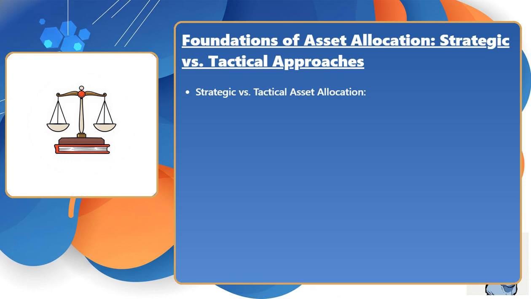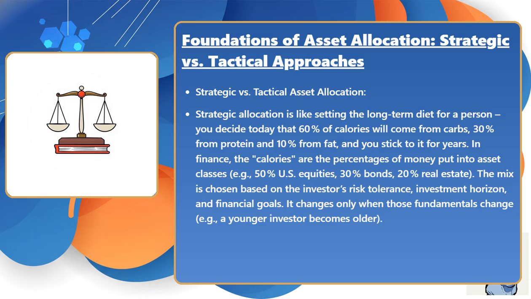Strategic versus tactical asset allocation. Strategic allocation is like setting the long-term diet for a person. You decide today that 60% of calories will come from carbs, 30% from protein, and 10% from fat, and you stick to it for years.